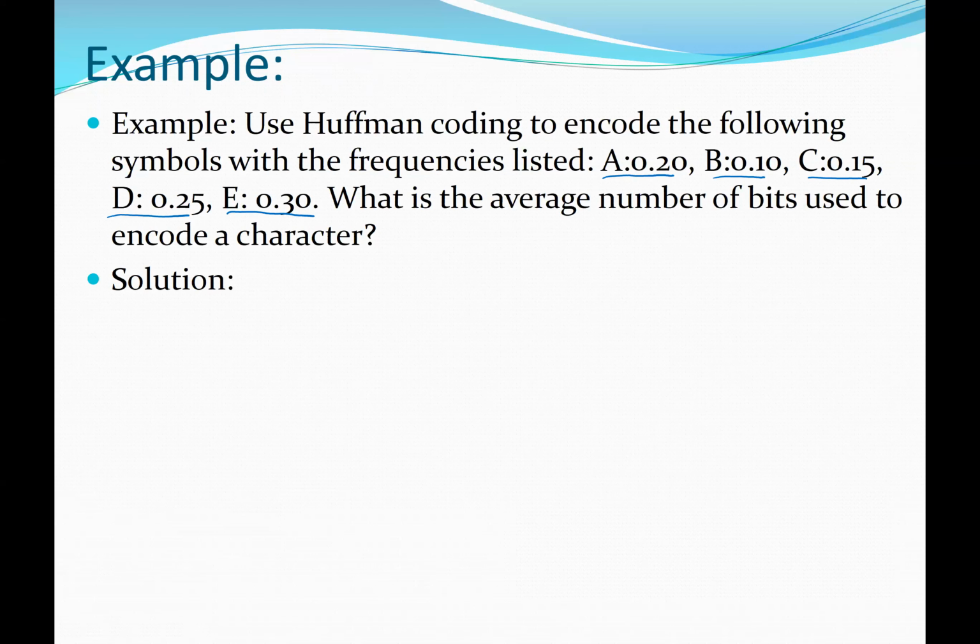So we try to do that. The solution is that first we need to lay them down in order of increasing weight, not alphabetical. So I notice here B is 10, so I have 10 here, which is equivalent to the letter B. Next one is C, which is 15. Next one is A, which is 20. Next one is D, which is 25. And last one is E, which is 30.